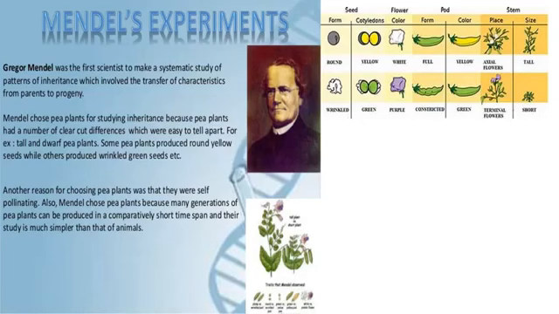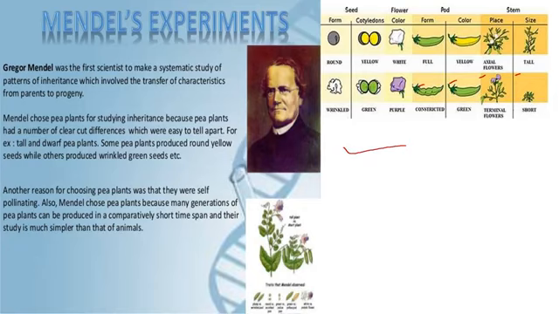So he took green peas. Why did he take green peas? Because green peas have contrasting characteristics. As you can see, there are 1, 2, 3, 4, 5, 6, 7. There are 7 contrasting characteristics in green pea, so that is why he took green pea. One more thing, the lifespan of green pea is short, so he could see many generations of green peas and come to conclusions also. That is why he chose the green pea plant.